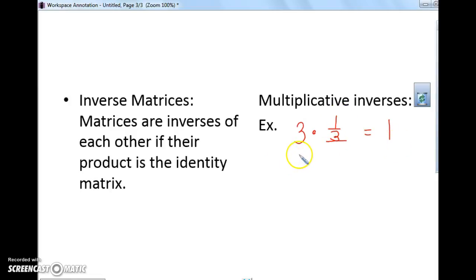Okay. If we had -2, what would we need to multiply to get 1? -1/2. That would give me 1. It gives me the identity element. So when we look at matrices, if we multiply 2 matrices together and the answer becomes the identity, we would know that they're inverses. They undo one another.